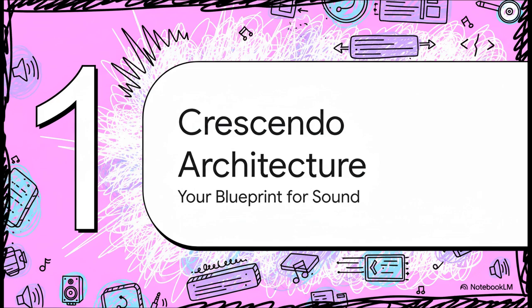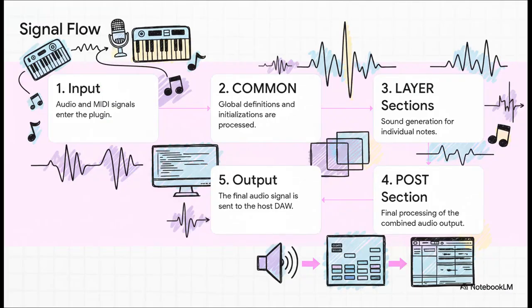The best way to think about it is that you're a sound architect. Crescendo doesn't give you a finished house, it gives you the steel, the concrete, the wiring, and the blueprint to build whatever you want. So here's the basic journey your sound takes. It all starts with an input, MIDI or audio, then it hits the common section. We'll get to that. The real magic, though, happens in the layer section. This is where each individual note is born. And finally, all those notes get mixed together and processed in the post section before they head out to your speakers. That's the fundamental order of operations.